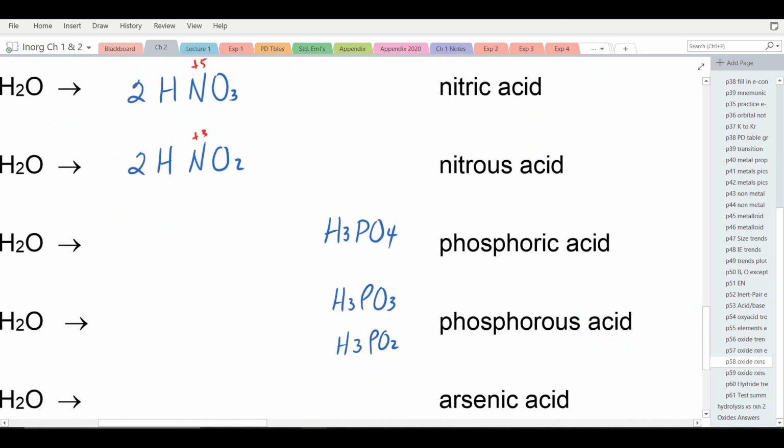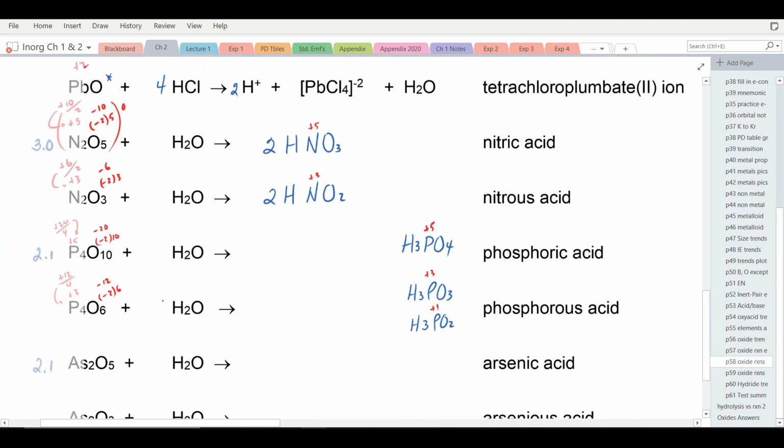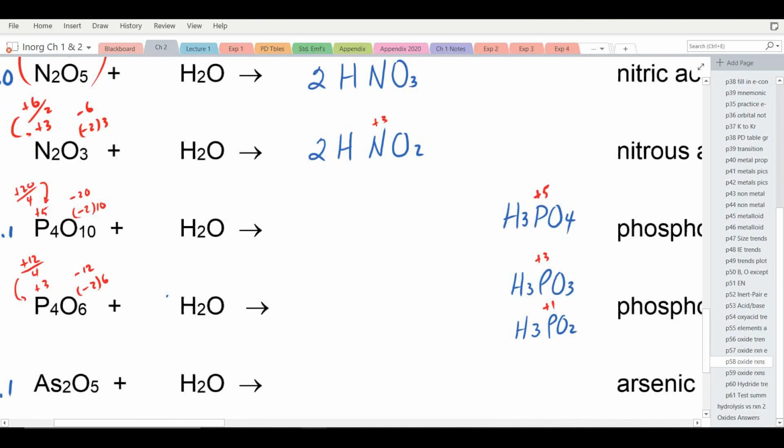What's the oxidation state of phosphorus in H3PO4? It is plus 5, right? Negative 8 plus 3. This must be plus 5, so it totals 0. In H3PO3, this must be plus 3, right? Negative 6 plus 3 makes plus 3. And in the case of hypophosphorous acid, that's negative 4 plus 3. This must be plus 1. So what are the formulas of the oxyacids of phosphorus that are formed?